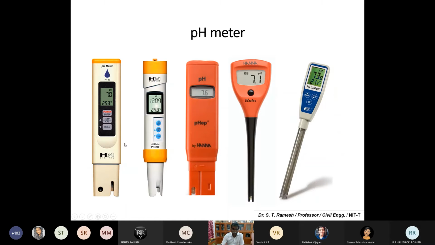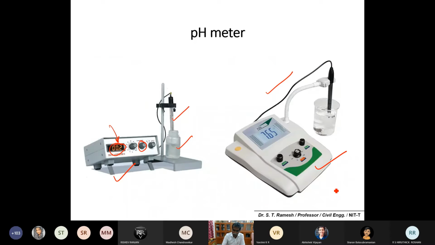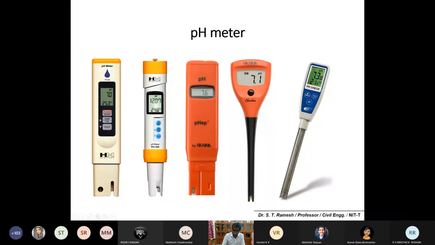Nowadays this is very simple, and you may get a lot of handheld pH meters also. It's not very big. Probably in the laboratories you could find bigger ones, but at the household level, people used to have handheld pH meters like this. These are almost 2,000 to 3,000 rupees. You can also carry something like a pen, and measure the pH of the sample at any point of time.